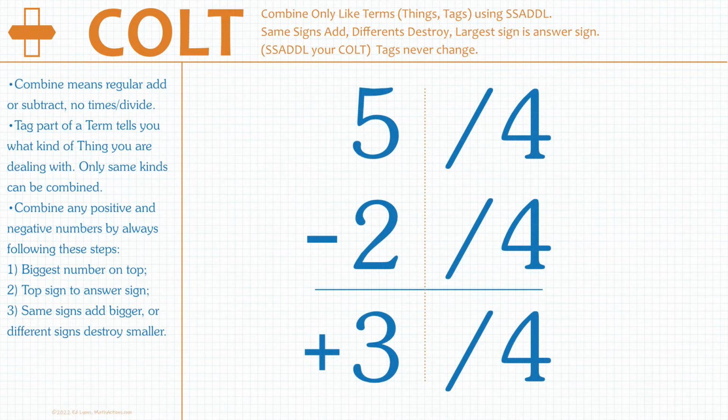Here is a regular subtracting problem. Everyone is already used to putting the biggest number on top. The invisible positive sign goes down to the answer. Now, because the signs of the numbers are different, subtract smaller to get an answer smaller than the top number. And by subtract, I mean regular, normal, old school subtraction that uses borrowing. Regular subtraction. This is what I mean by difference destroy smaller.